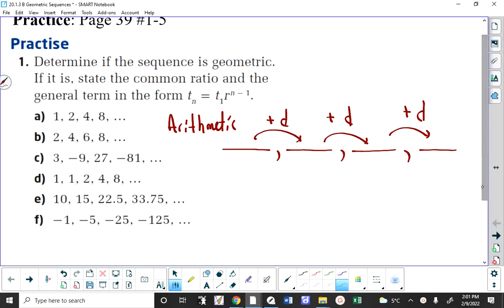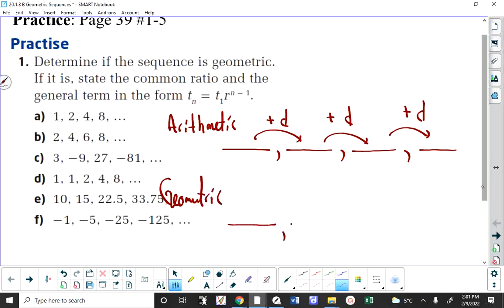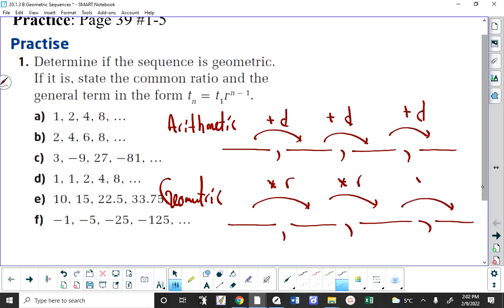With geometric, you're doing something each time, but what you're doing is you're multiplying by something each time, and that thing that you multiply by is called the common ratio. So that's a significant difference between those.